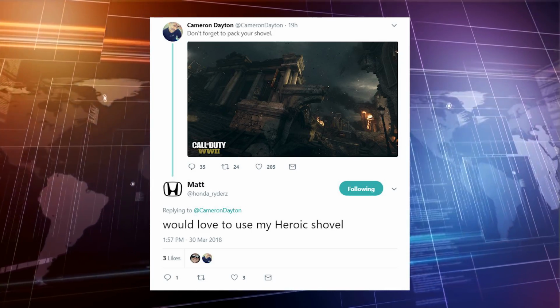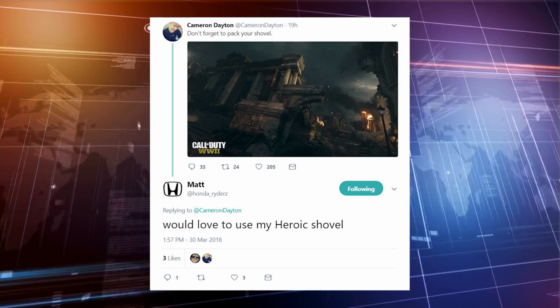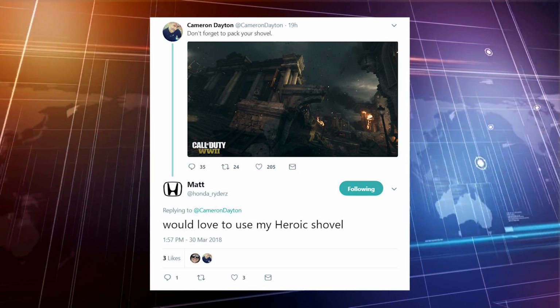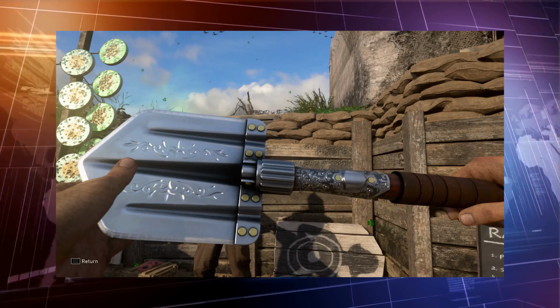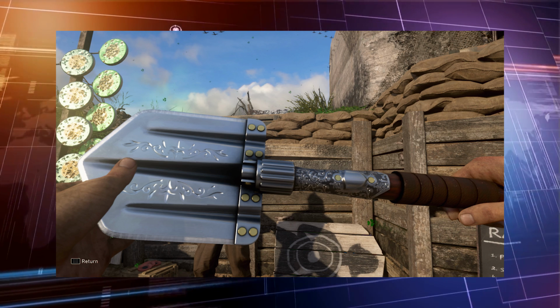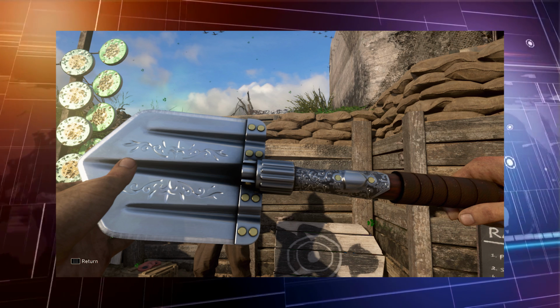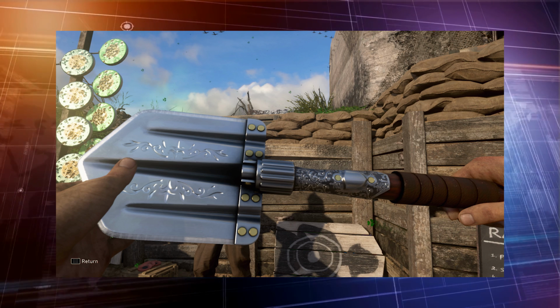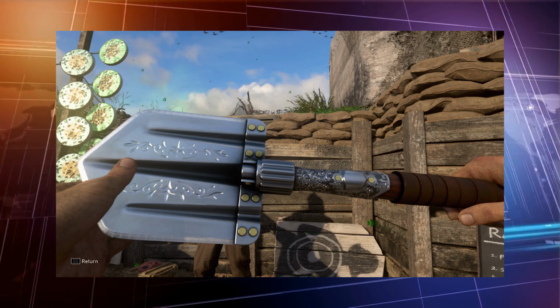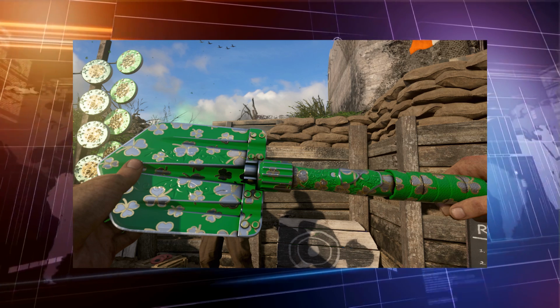Last in the news is a tweet that Cameron Dayton had made about the Shadowed Throne saying, "Don't forget to pack your shovels." And Honda Rider responded saying he would love to use his heroic shovel, and Cameron Dayton actually liked his response. With the shovel being so iconic to World War II zombies, it only makes sense that the customizations from multiplayer for the shovel should carry over for the zombie players. Right here is the heroic shovel, and here is what one of the camos looks like on it.